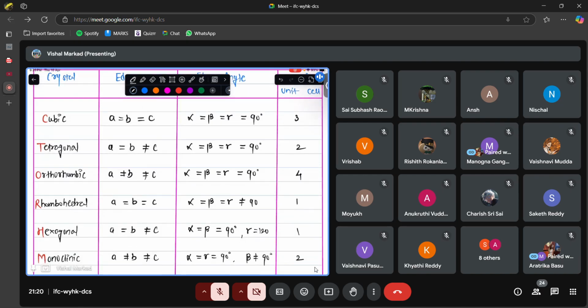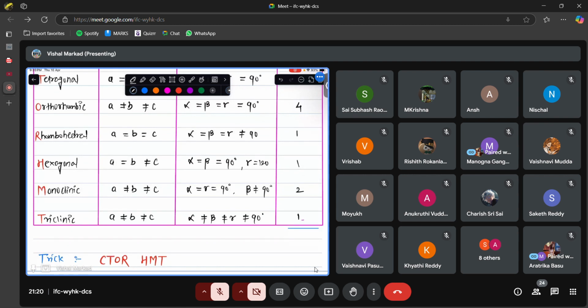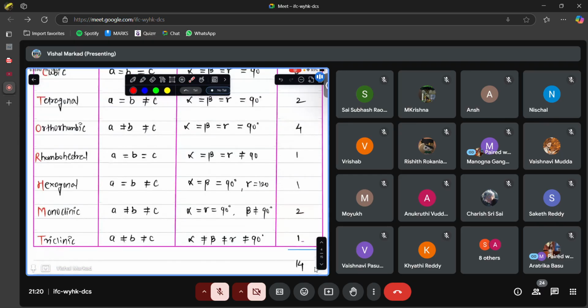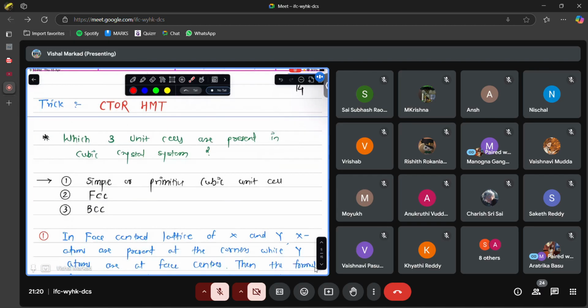Total how many unit cells are there if you count these? The total will be 14. This is what the Bravais lattices mean: in how many ways we can arrange a crystal by changing the edge angles and edge lengths. Okay, and how will we remember? Starting letters: CTOR SHMT. Cubic, tetragonal, orthorhombic, rhombohedral, hexagonal, monoclinic, and triclinic.